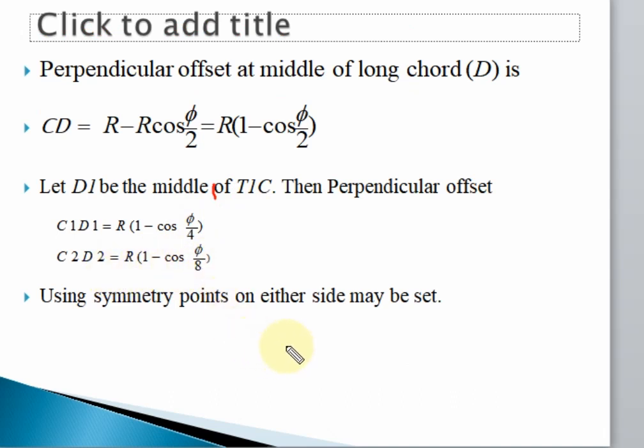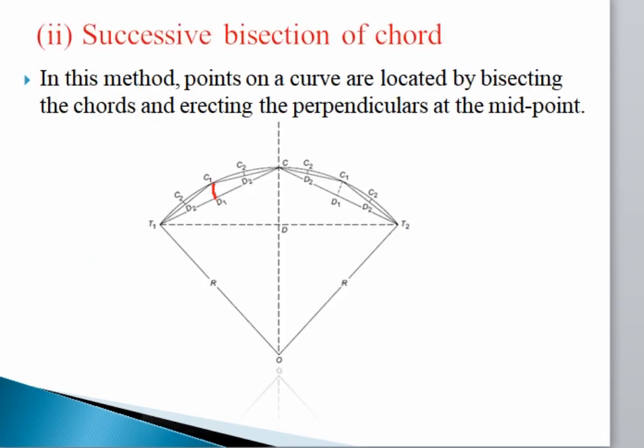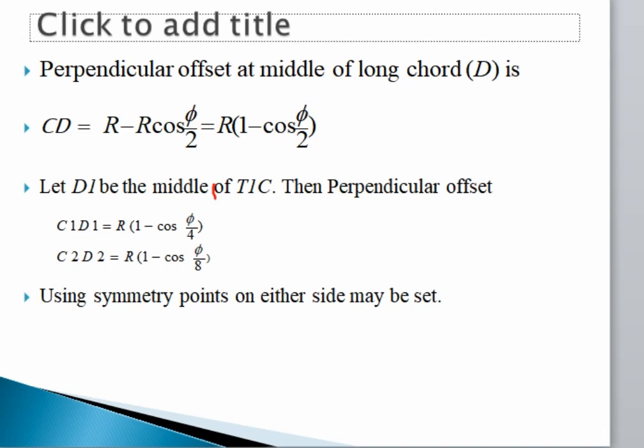So using the symmetry, you can find the successive bisection of the chord for all the points. So in this way, the two methods, the long chord method, offset from the long chord, and successive bisection of the chord.